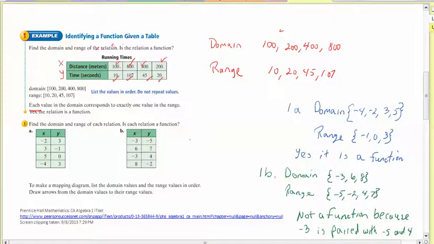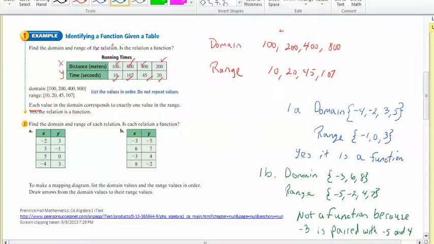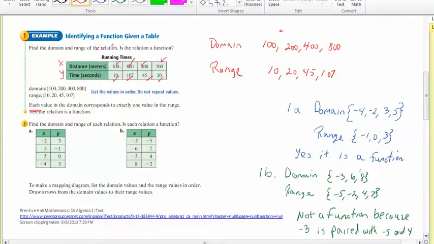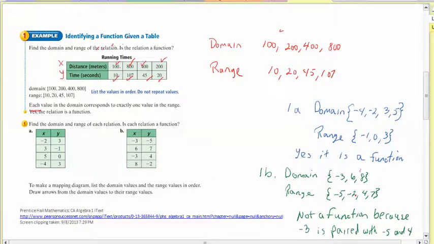Okay, so now that you had a chance to try it on your own, I put our answers up here. So I found the domain. Domain is your x values. So I listed my x values: domain is -4, -2, 3, and 5 for the first one, 1a. And my range was -1, 0, and 3. Okay, and it is a function because every x has a different y. So -2 has 3, 3 has -1, 5 has 0, and -4 has 3.